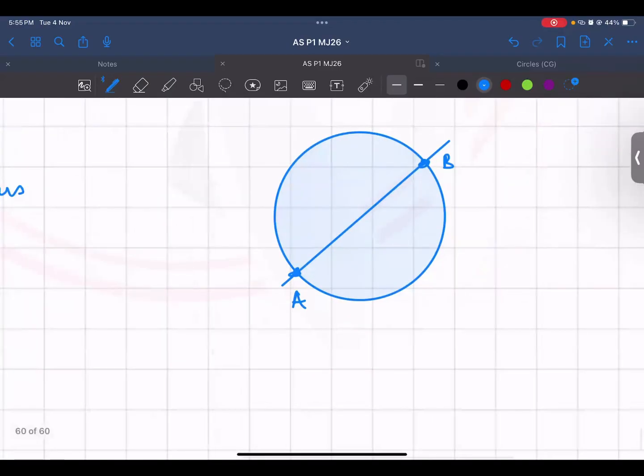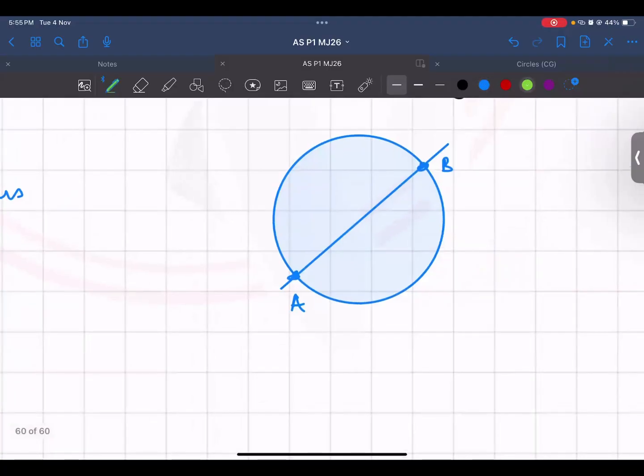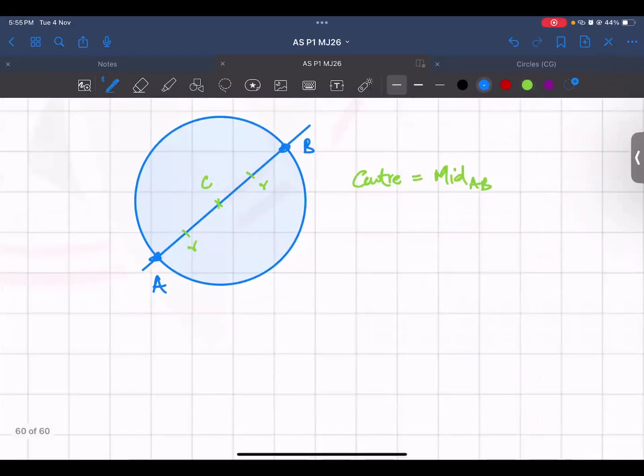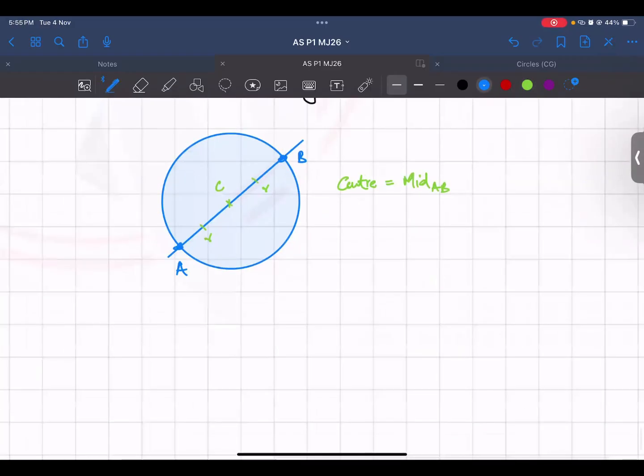So a basic thing, we know that this is the diameter. The diameter is always passing through the center, and this is the radius. We can easily see that the center, in this case right now, will be the midpoint of AB, because diameter divided by 2 will get you the radius, and radius is definitely connected from the center to the circumference. So we will first of all find the midpoint. The midpoint will be the center.